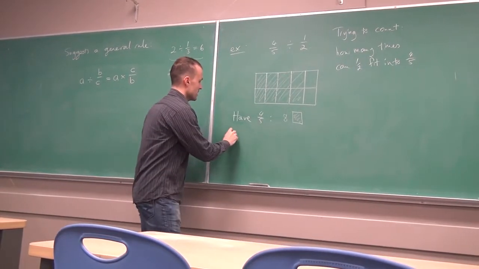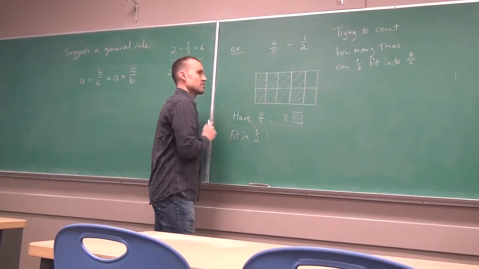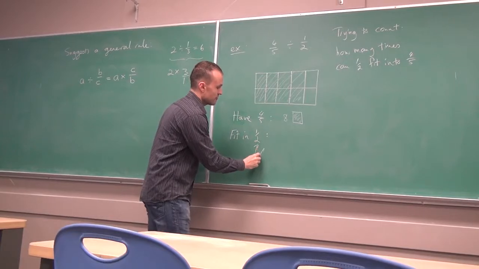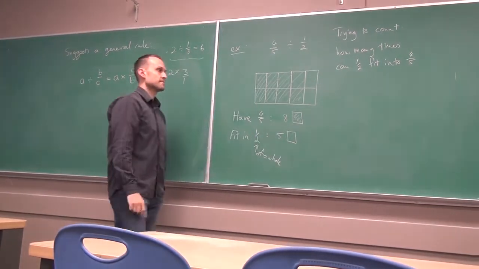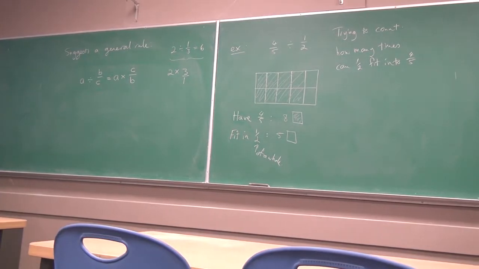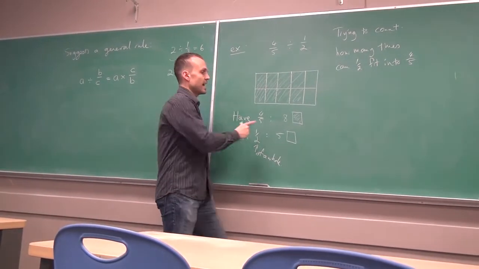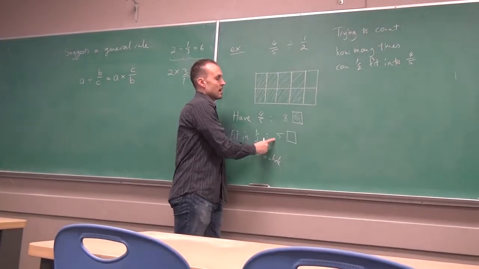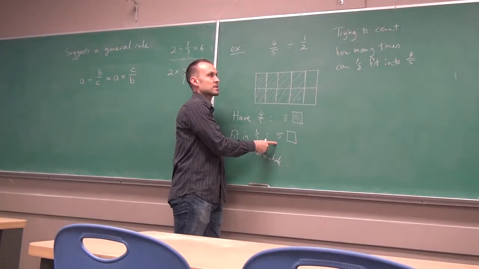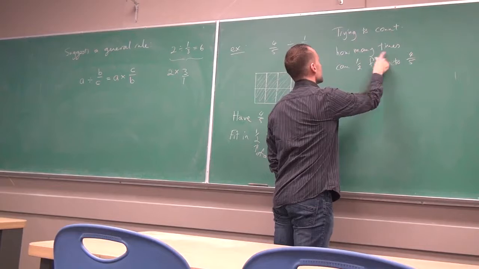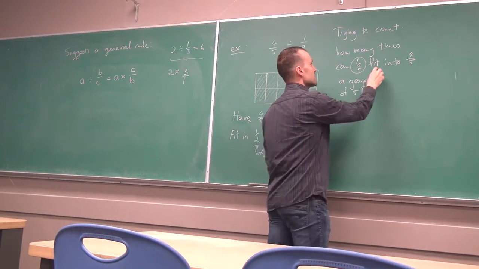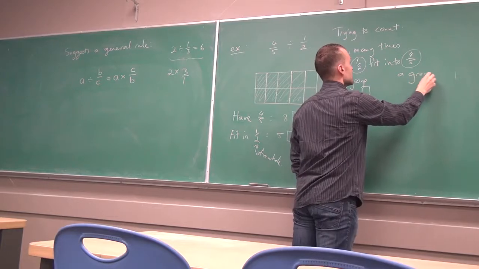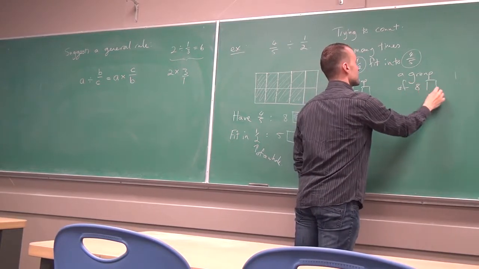1/2, I want to fit in 1/2, which is half of a whole, right? This is half of a whole, which consists of 5 little rectangles, because I now have the whole rectangle split into 10 pieces. Half of it is 5. So my question really becomes, I have 8 of these little rectangles. I'm fitting in groups of 5. How many times can I do that? So trying to count, how many times can a group of 5 little rectangles fit into a group of 8 little rectangles?